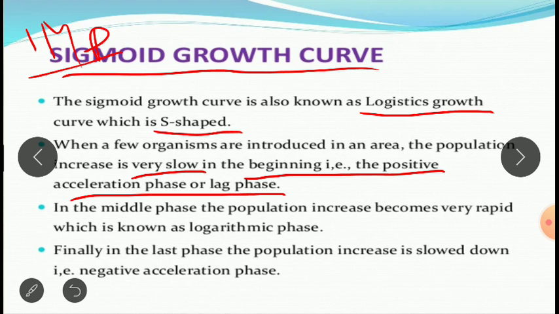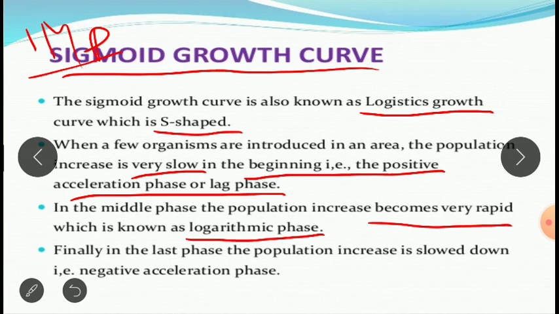In the middle, when the organism or the population has adapted to the surroundings, now what will happen? It will start reproducing. So it becomes very rapid, which is known as the logarithmic phase or the log phase. So after the lag phase comes the log phase, when the population will go on continuously increasing.